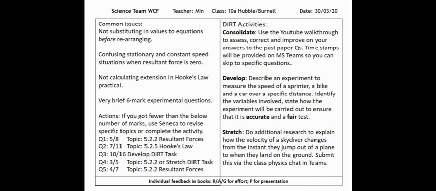Under the Actions in the bottom left, it tells us what we need to be doing. So, if, for example, I got 4 out of 8 on question 1, that's below 5 out of 8, I'd go and use Seneca to revise topic 5.2.2 resultant forces. If I got 6 out of 8, however, I'd skip that and go on to the next one. The dirt activities you'll be doing after you've done the Consolidate will depend on exactly what you've got on each question.